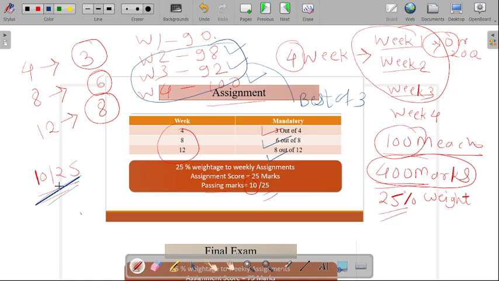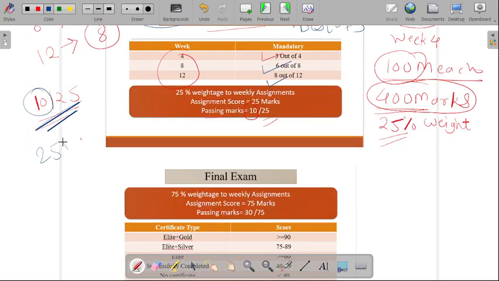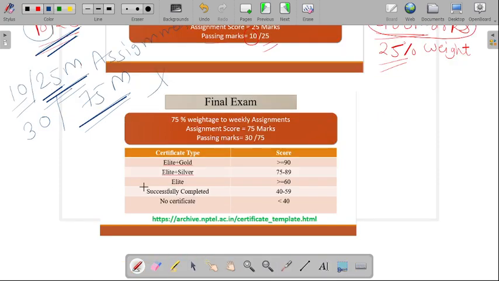So out of that 25 marks, this 10 marks is the passing score for your certification. For obtaining the certification, both scores will be important. The 25 marks are for the assignment and the 75 marks are for your final exam. If you fail to attain both of them, then you will not get the certificate. So each and every passing score is mandatory to get the final certificate. Out of 25, you need to score 10 marks, and out of 75, you need to score 30 marks. So here, this is the final exam pattern.